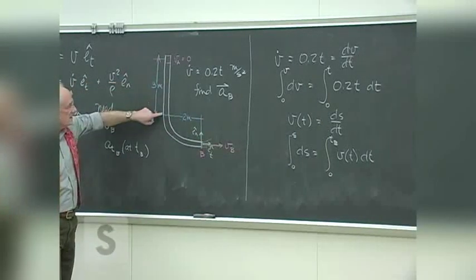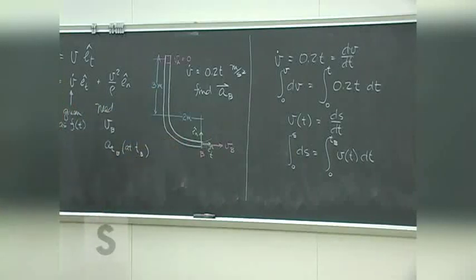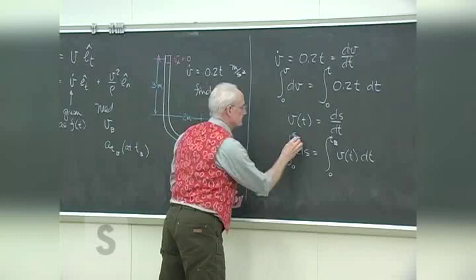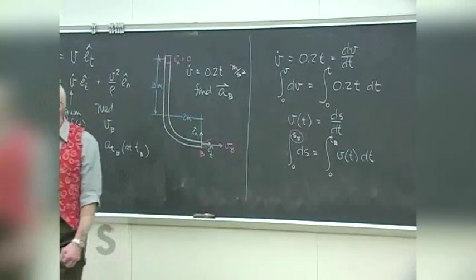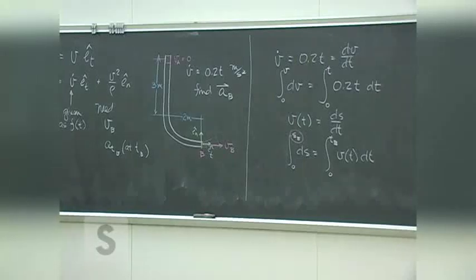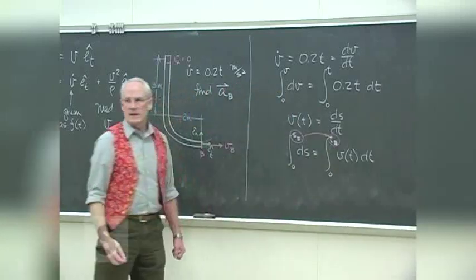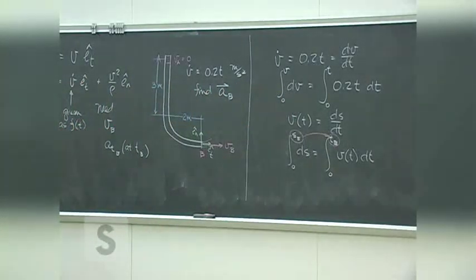It's got to go 3 meters plus a quarter of the turn of a 2-meter circle. So this distance, SB, is known or easily findable. And then that can lead us to finding that time TB at which it comes out of the loop. So a little bit of integrating to do is all. If you don't mind, you love that.